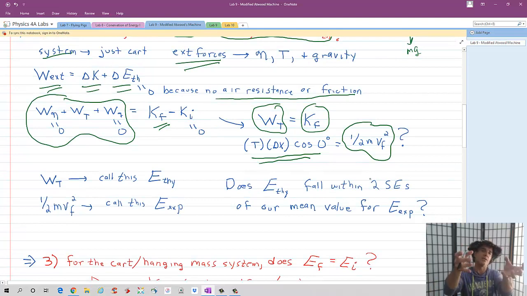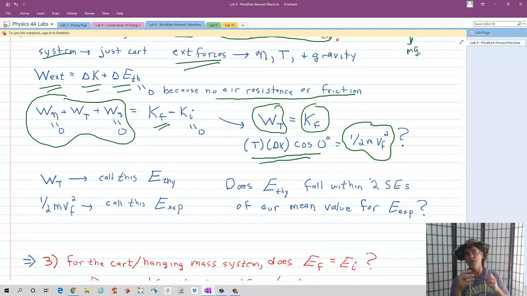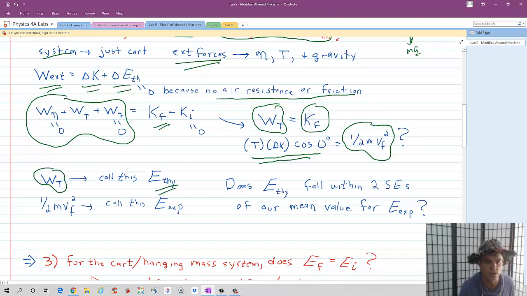Does the work done on the system, which is just the cart, equal the change in energy of the cart? The only work done on the cart is just the work done by tension. The only form of energy of the cart that's changing is kinetic energy. So we're going to call the work done by tension our theoretical energy, because basically that's the energy that we're inputting to the system, which is just that wireless cart. And how much the system's energy changes should just be the final kinetic energy of the cart. Since it started from rest, we're going to call that our experimental energy.